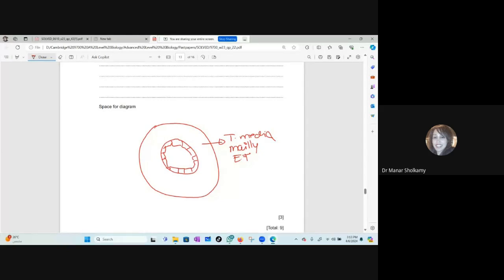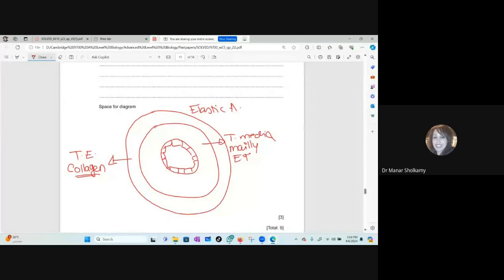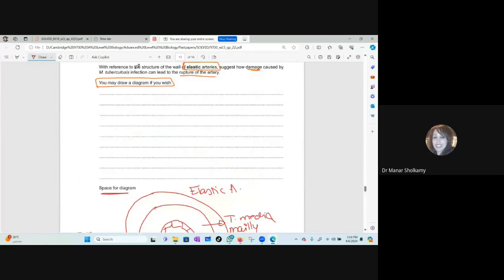And then I have the tunica externa, the last layer, which will have mainly collagen. No elastic fibers and no smooth muscles in the tunica externa. All of these tissues are found in the tunica media, but in that case, because it is an elastic artery, it will contain mainly elastic fibers. And this is the tunica intima. This is a small diagram here.